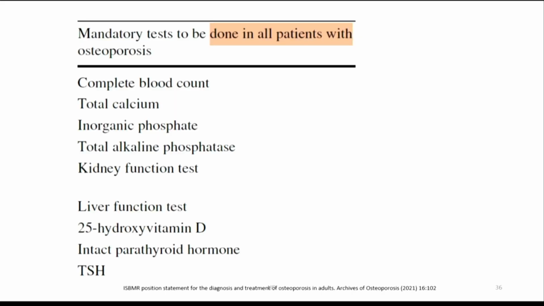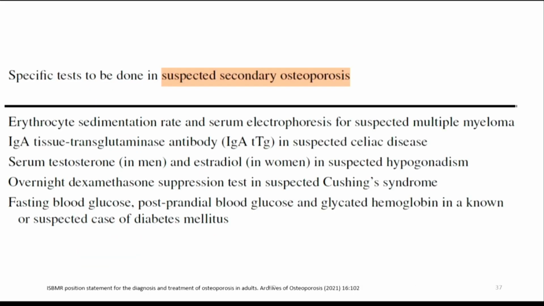Now, these are the mandatory tests to be done in all the patients with osteoporosis. Once we diagnose osteoporosis, the laboratory investigations such as CBC, calcium, phosphorus, alkaline phosphatase, kidney function test, liver function test, and vitamin D and TSH. These are a must. In some cases, we can also do PTH. Now, if you are suspecting secondary osteoporosis, then if the suspicion is for multiple myeloma, we can go for ESR or serum electrophoresis. For celiac, we can do TTG, IgA evaluation. If patient is suspected to have hypogonadism, we can do testosterone or estradiol in females, LH, FSH levels, etc.